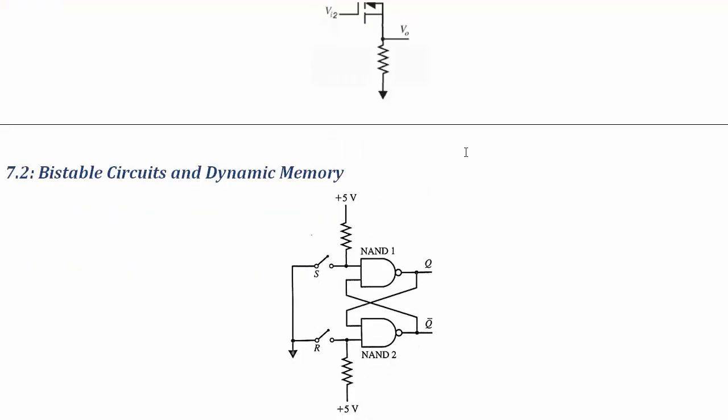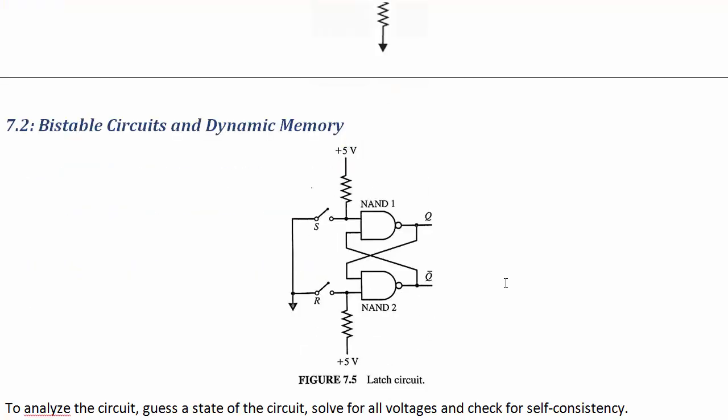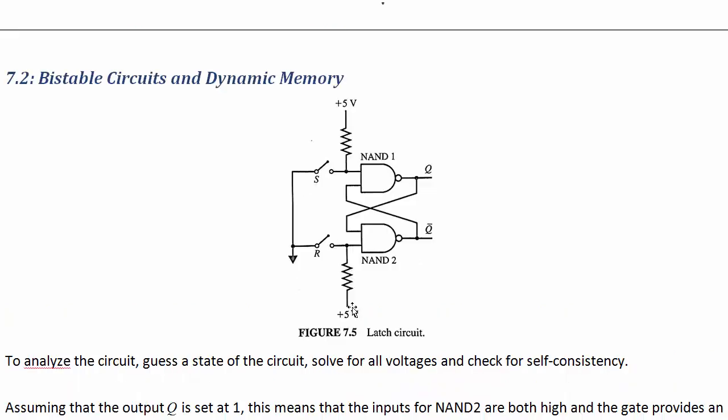All right, next section, bistable circuits and dynamic memory. So let's analyze this circuit. This is called the latch. What this does, first, let's guess a state of the circuit. So let's suppose that Q is high.